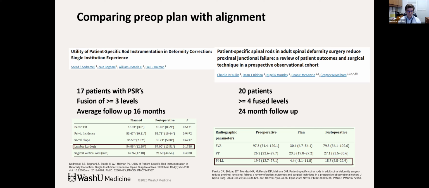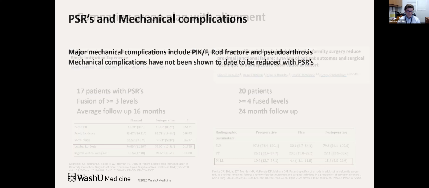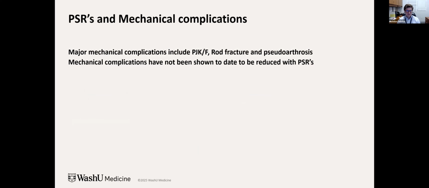My take on this is that intraoperatively, they're probably fairly accurate, but that mechanical complications ultimately affected long-term follow-up. And so I look at this as saying, they're pretty accurate, but we haven't solved getting the spines to fuse or junctional issues. Which leads me to the second point here, looking at patient-specific rods and mechanical complications.